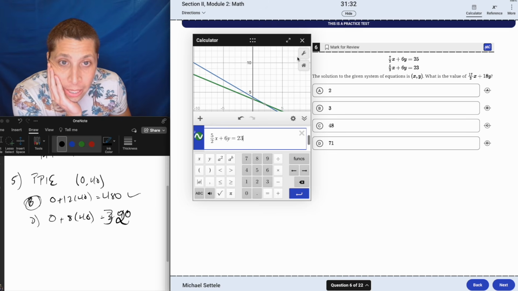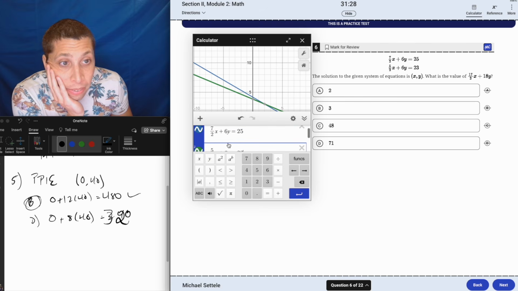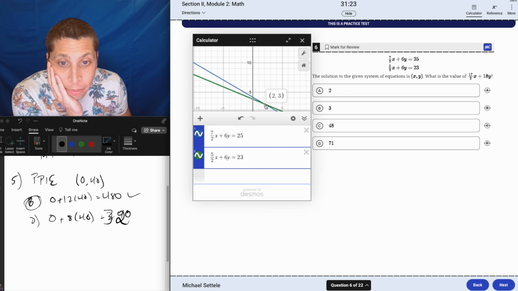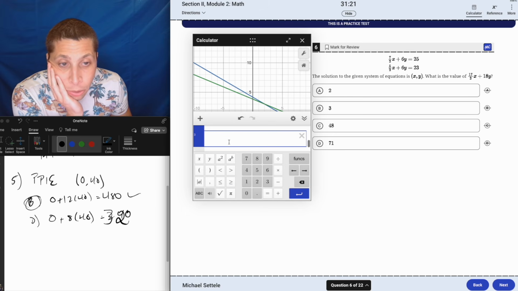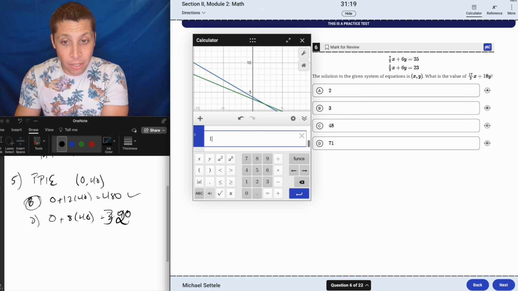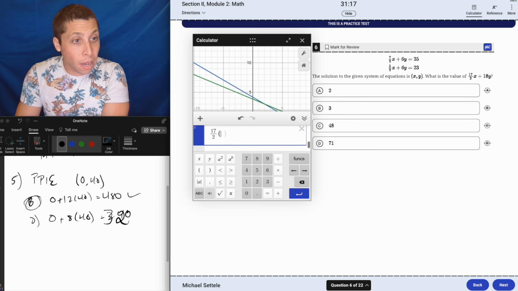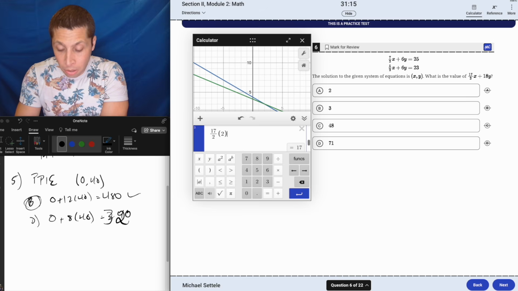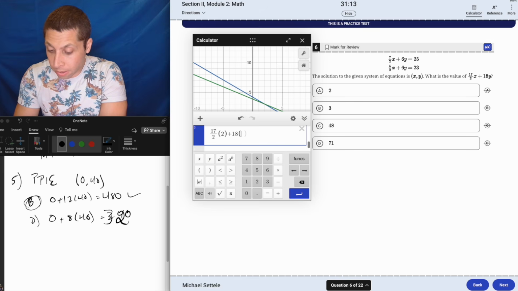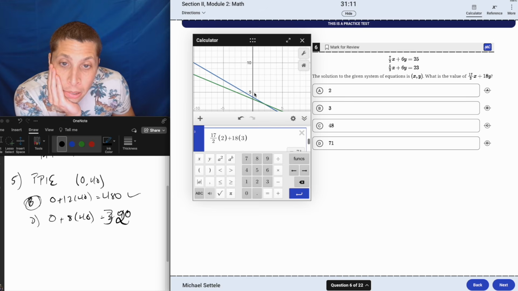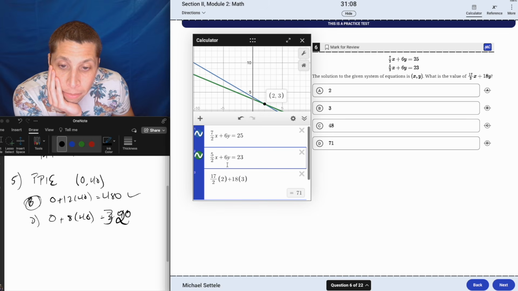So first of all, did I type it right? 5 halves x plus 6y equals 23. Check. 7 halves x plus 6y equals 25. Check. Here's my point, 2, 3. So that's 17 halves times 2 plus 18 times 3, right? 2, 3. 17 halves, 18. 71. Done.